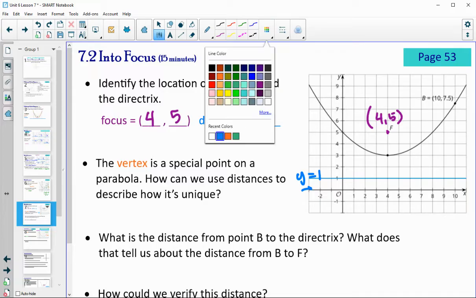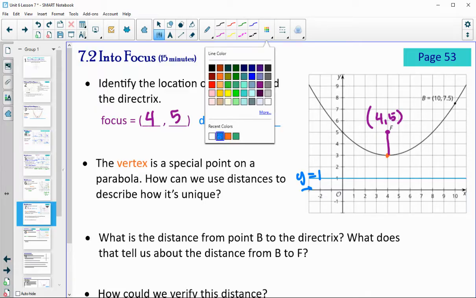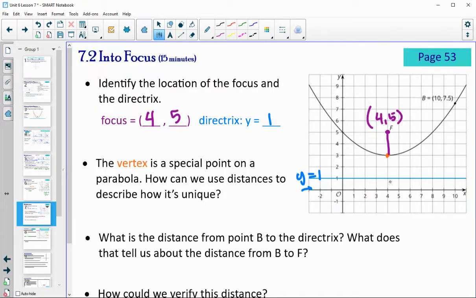And then the vertex, this says, is a special point on the parabola. Okay, how can we use distances to describe how it's unique? So if we take a look here, the distance from the focus, and we kind of said this before, it was in between. So let's look if it's actually directly in the middle. And so we see that this distance is 2 units. And here's the directrix up to the focus. That's also 2 units. So this vertex is directly in between, or in the middle of, the point and the directrix. And the vertex is the point (4, 3) in this case.